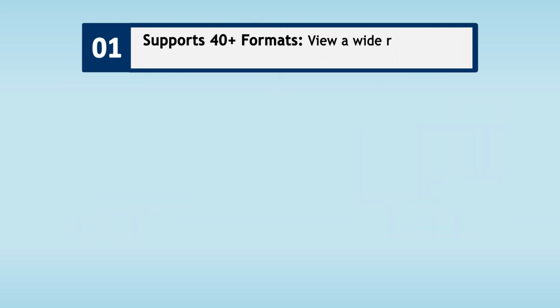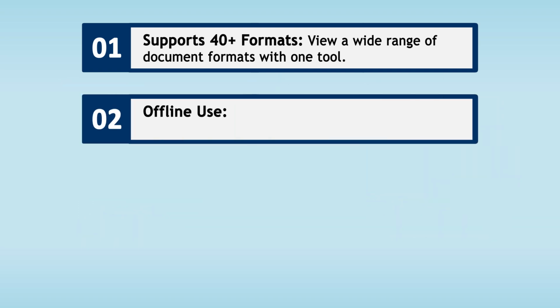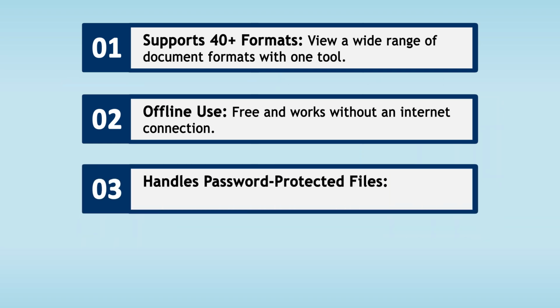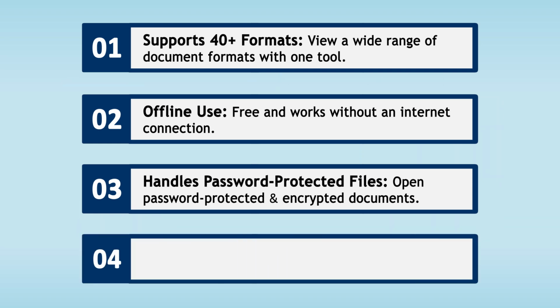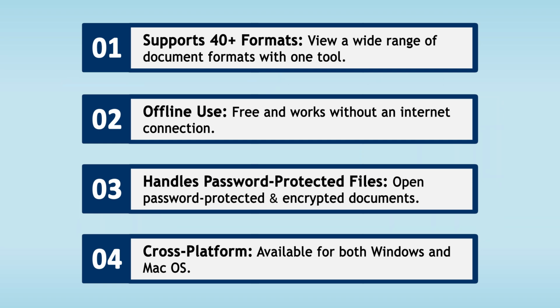Let's take a look at the key features of this document reader tool. Supports 40+ formats. Users can open and view over 40 types of document files with one tool. Offline use. This document reader tool works without needing an internet connection. Handles password-protected files. This document viewer can open encrypted or password-protected documents. Cross-platform. Our tool is available for both Windows and Mac OS, so you can use it on either system.